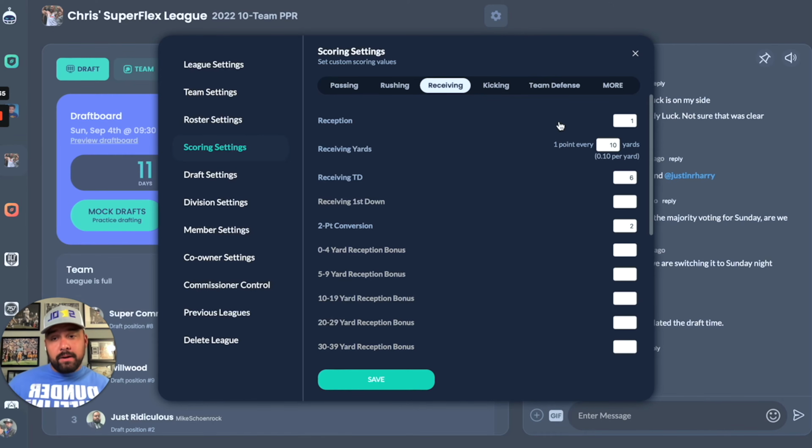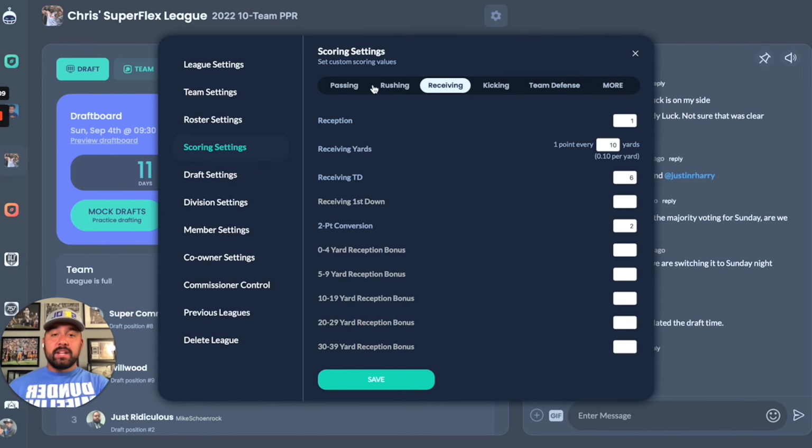A half point PPR is something that is more widely used because it evens the playing field out. So the running backs and the receivers are a little bit closer, but it gives you more value to the receivers. Or some people put 0 points in there, and it's what we call old school standard scoring league.